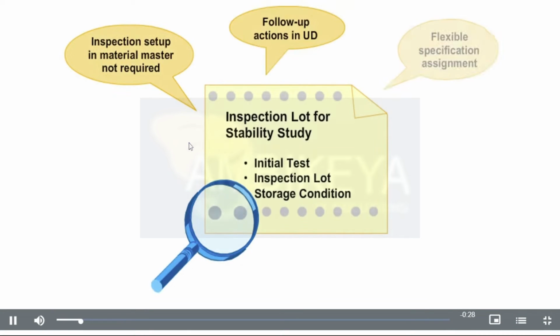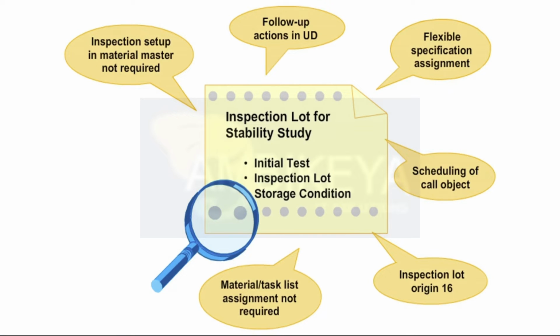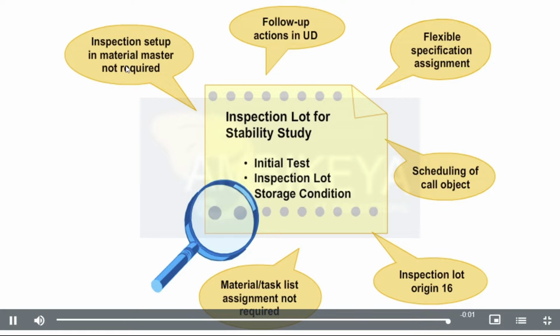If you manually create an inspection lot for the initial sample, you select an inspection plan for the initial test and the inspection characteristics that are to be inspected, that is flexible inspection specifications. The call object for scheduling in stability studies is the inspection lot. The inspection lot is also the central data record for the processing and documentation of stability studies. Inspection lots with inspection lot origin 16 are used in stability studies.